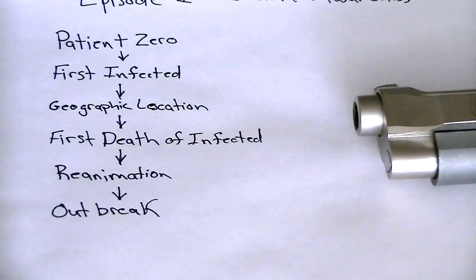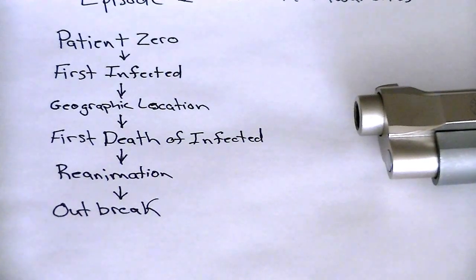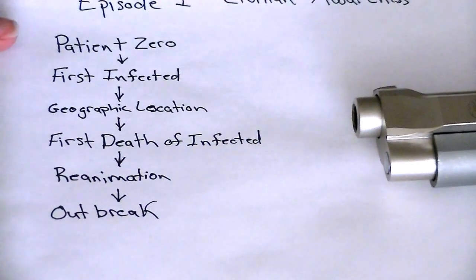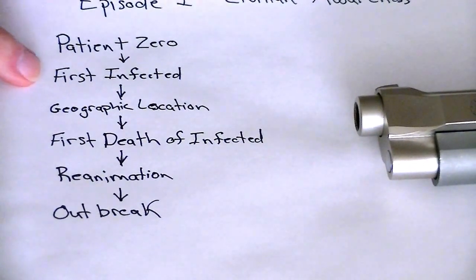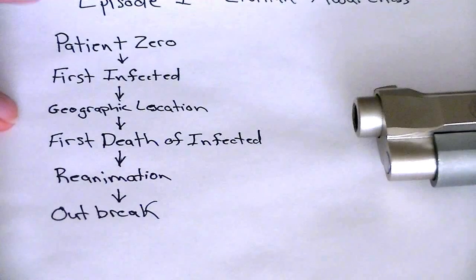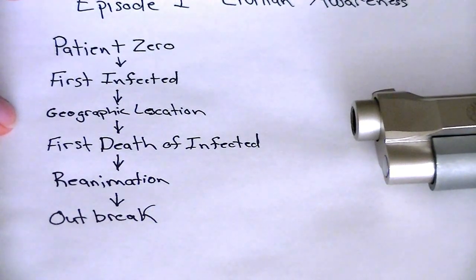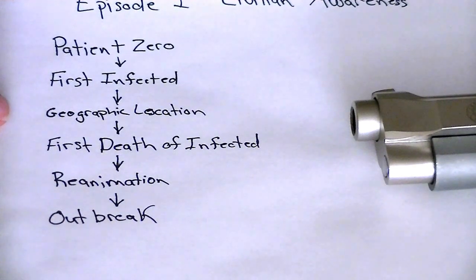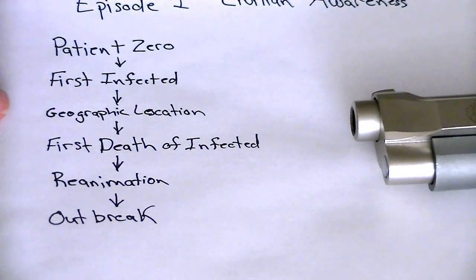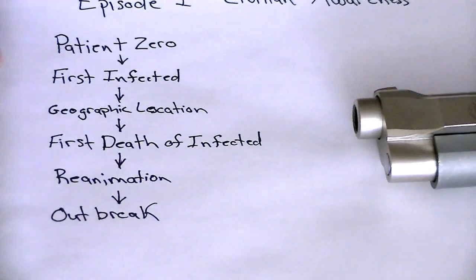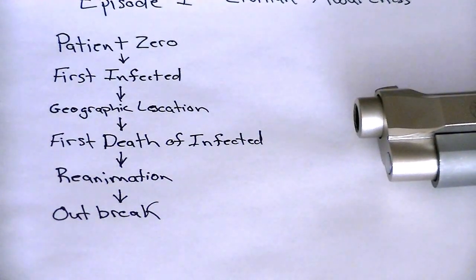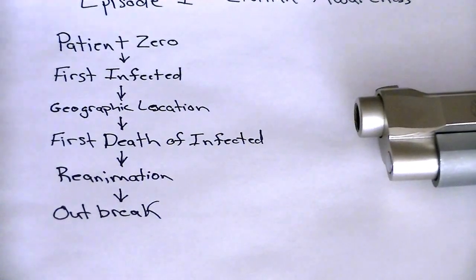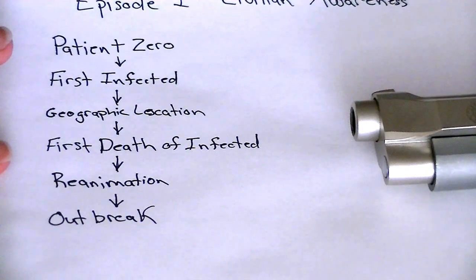Now, Patient 0 will then infect his first people, right here, first infected, and based on geographic location, that area, whether it be middle of the desert or a city, you'll have to think about how they'll infect others during the stage of the virus. Then the first death of the infected.